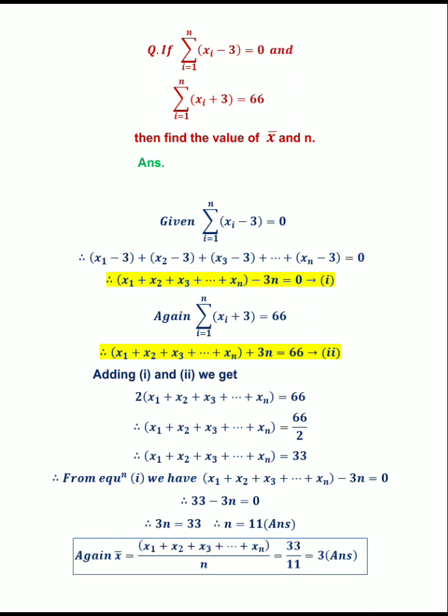So we got the value for n and we got the value for x bar. So hence we have the end of the problem.